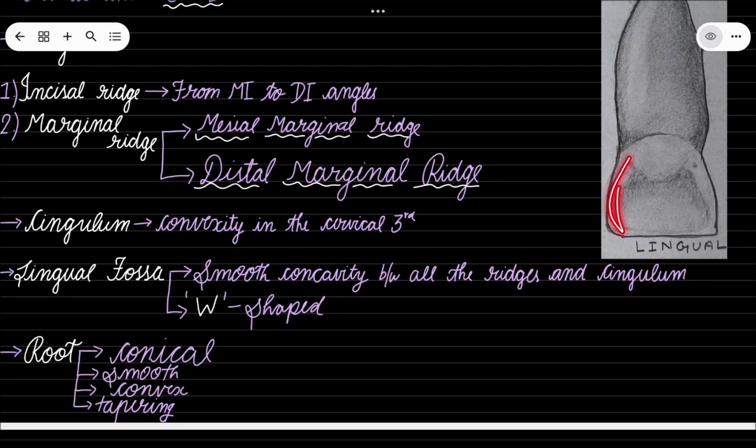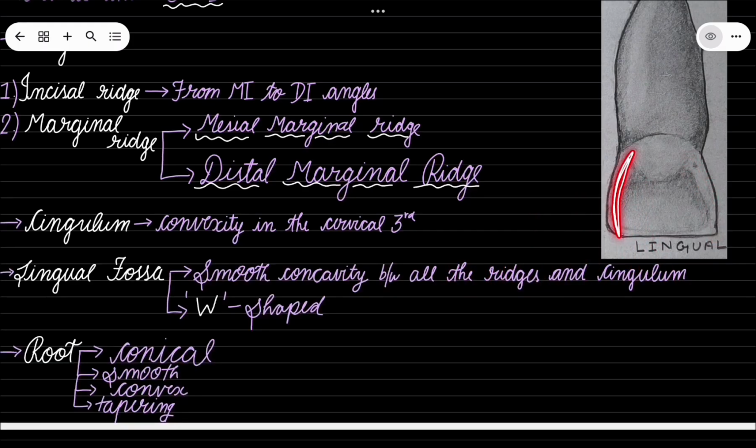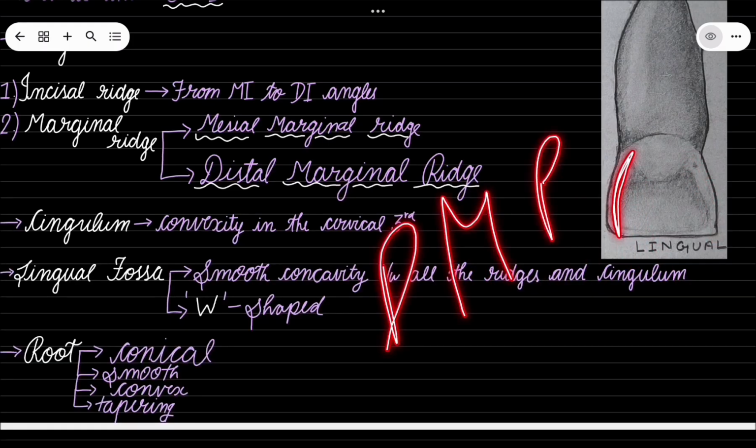So this is the marginal ridge and this is the marginal ridge. Now this marginal ridge is on the mesial side, so it will be the mesial marginal ridge. And this ridge is on the distal side, so it will be the distal marginal ridge.